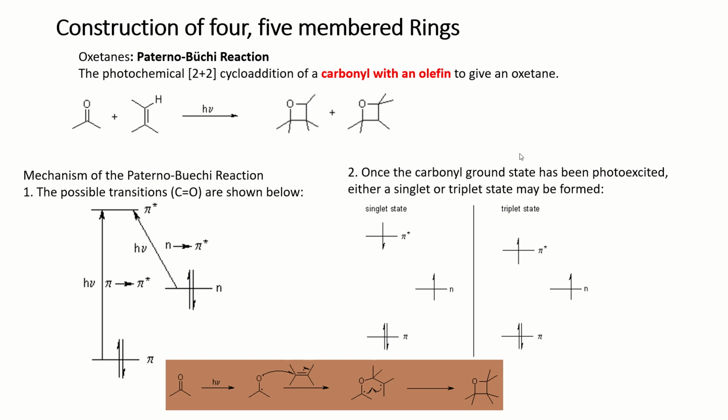So once this carbonyl photoexcitation is completed, the formed singlet state will be reacting with this alkene to make the cyclic compound oxetane.